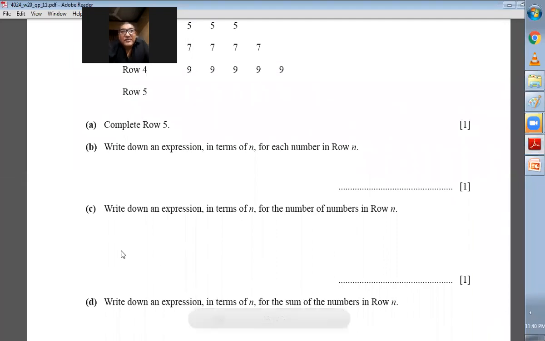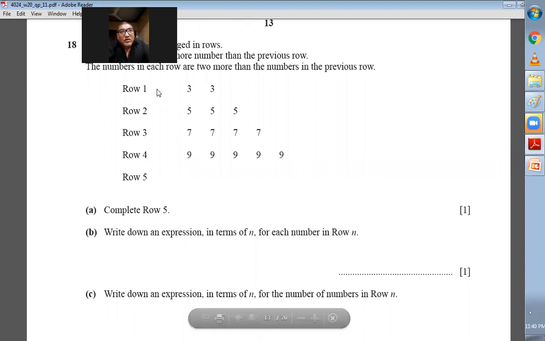Okay. So C part, he says find an expression in terms of n for the number of members in the nth row. Okay, row n. So in the first row, there are 2 members. In the second row, there are 3 members. In the third row, there are 4 members. In the fourth row, there are 5 members. And in the fifth row, there are 6 members. So you see, in the first row, there are 2.